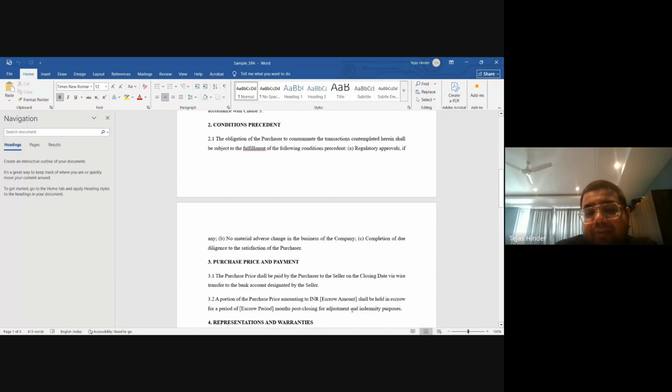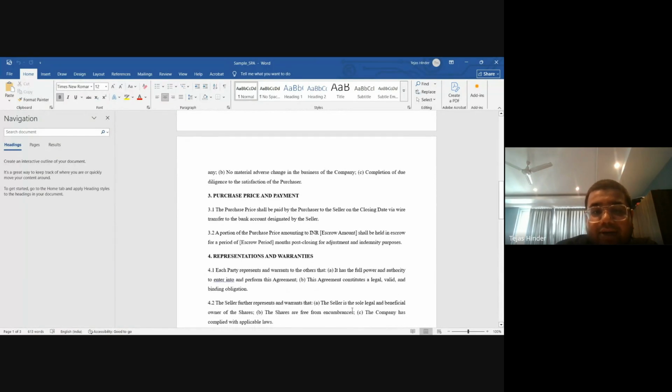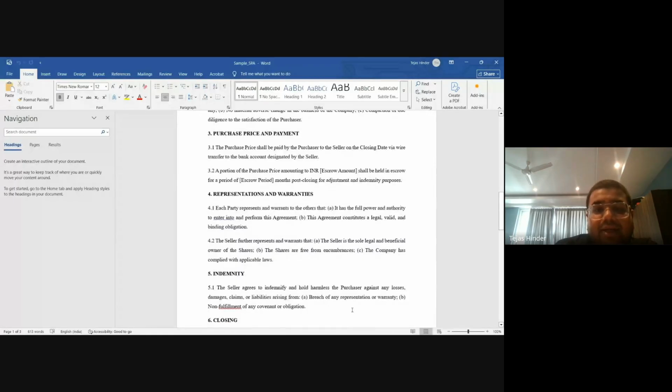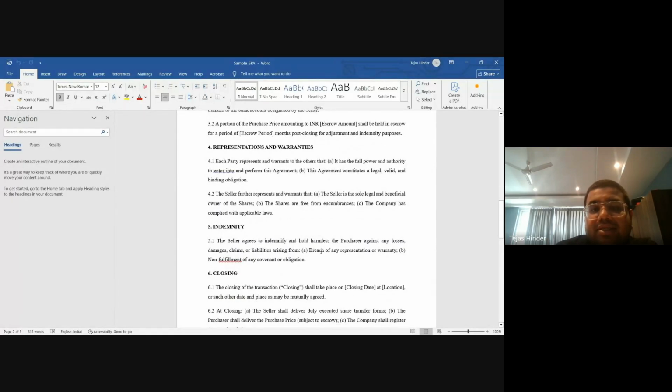Then your purchase price and payment will indicate by what date it should be paid and how it should be paid. Then you have your representations and warranties, which, like we discussed, look at 4.1. In 4.1a, it has the full power and authority to enter into and perform this agreement. It gives the stance of the company. Then this agreement is a valid and legally binding obligation, which both parties are agreeing to.